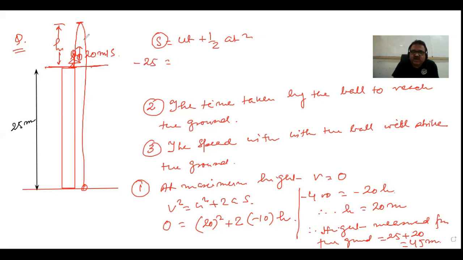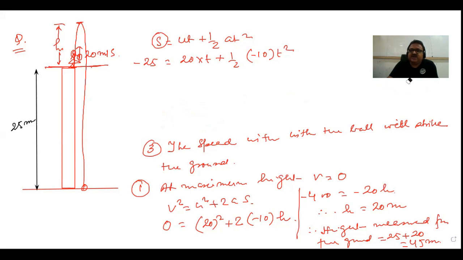What is the value of u? Throwing upward, that is 20. t we have to find out. Plus half, what is a? It is minus g. So minus 10 into t square. Correct? So now look, it is also a quadratic equation in t, and we have to calculate the value of t. So let's do the calculation. Minus 25 equals 20t, and this is minus 5t square.